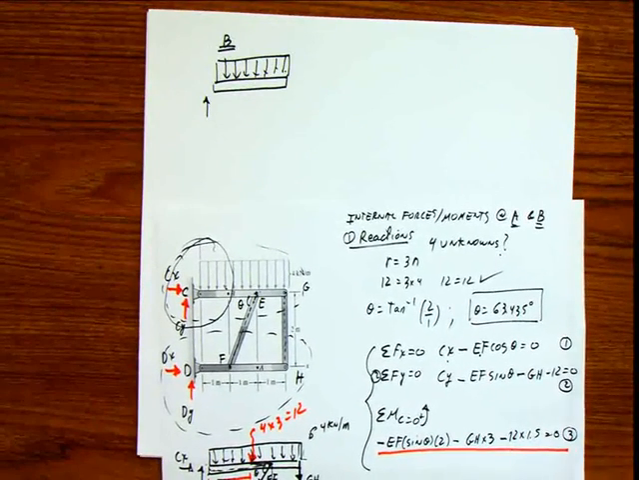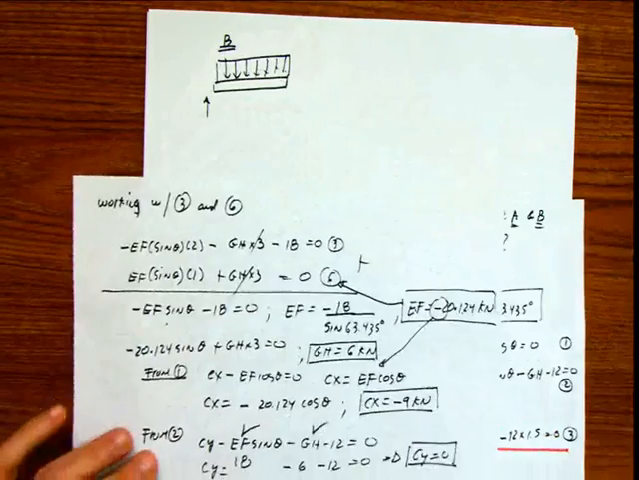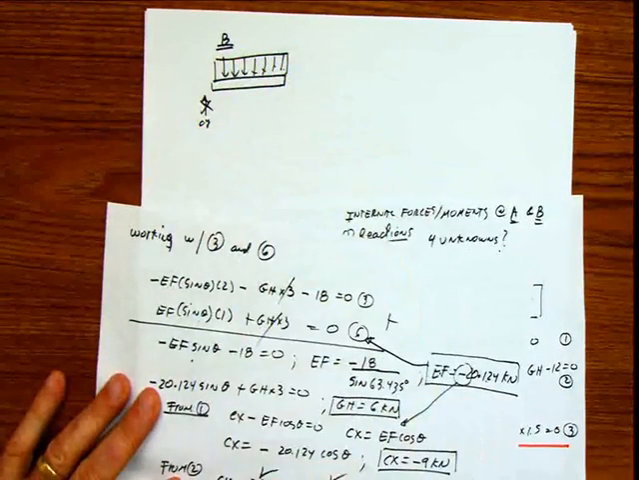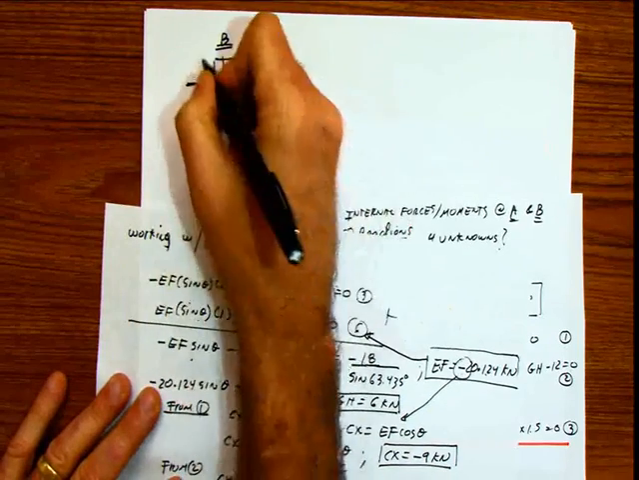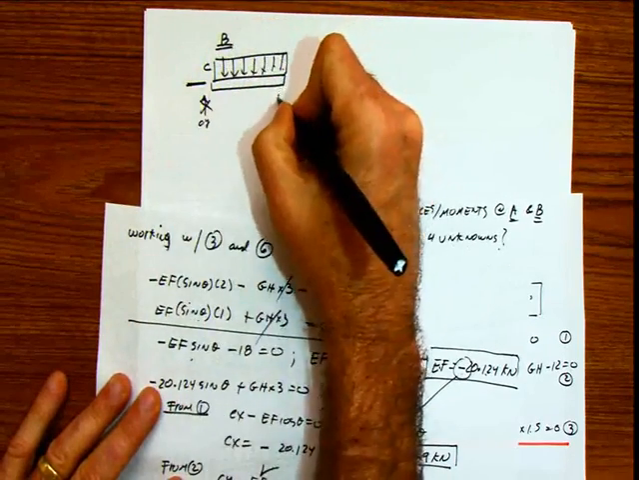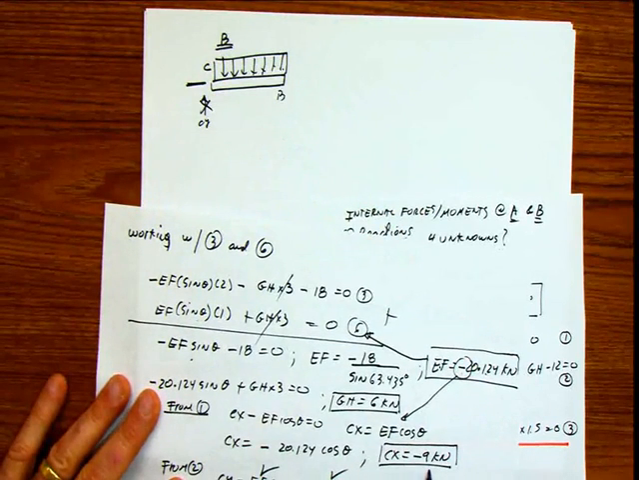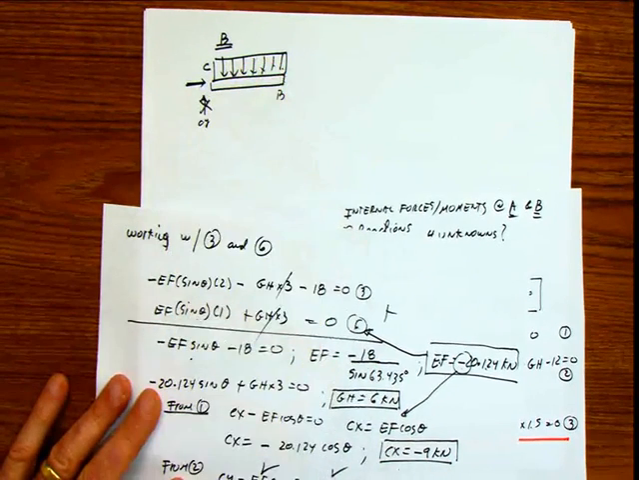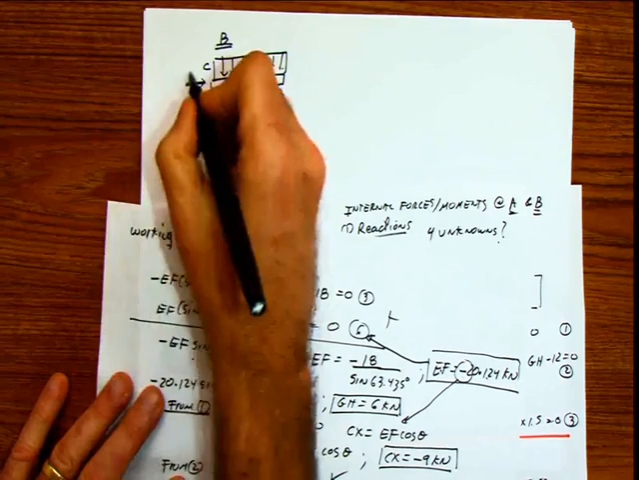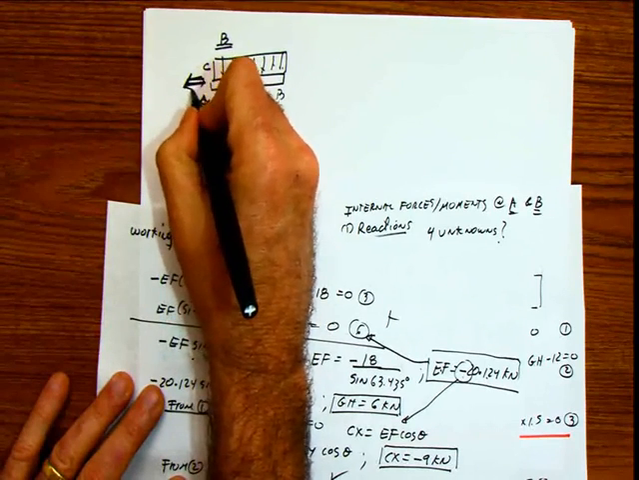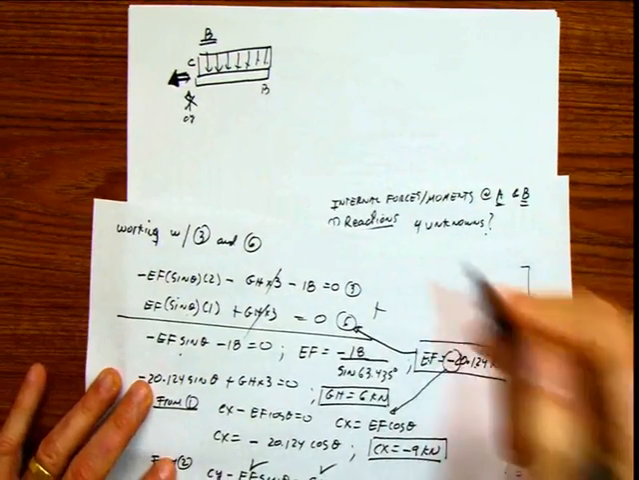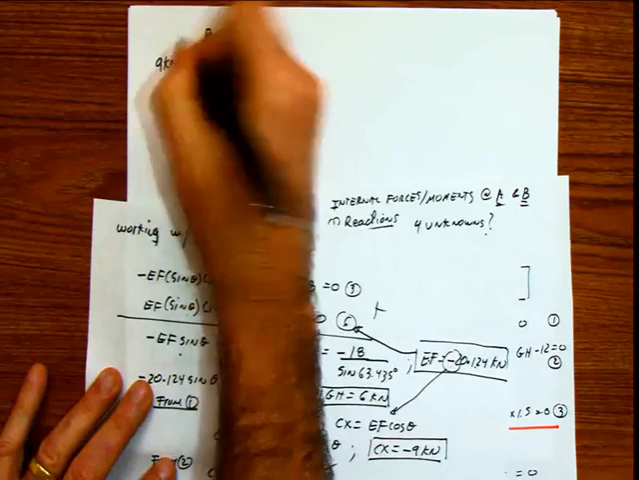We calculated Cy. It's 0. I don't put Cy, but just for you to know. Cy is 0. Here, this is C, remember, and this point is B. Cx is negative 9. Danger, Will Robinson. Danger. Negative. We assumed it in this direction originally, but it's negative. It goes in this direction, and the value is 9 kilonewton.